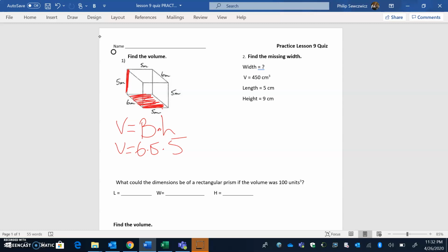So 6 times 5 is 30. 30 times 5, 150. So 150 meters, and it is volume, so it's how many cubes would fit inside that particular shape.